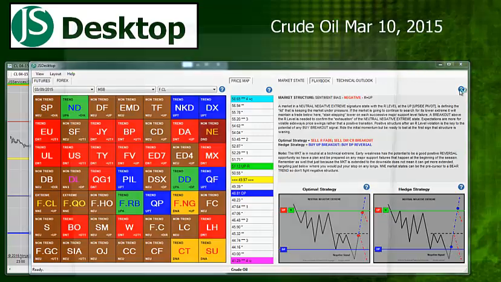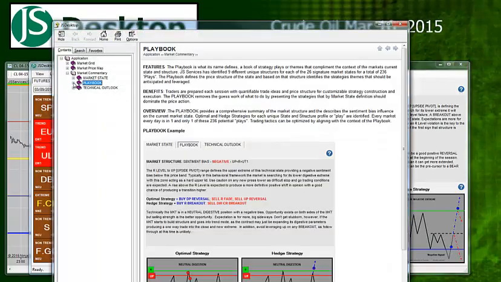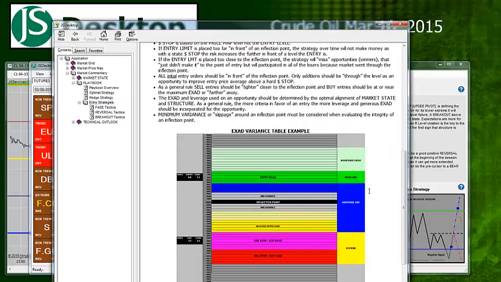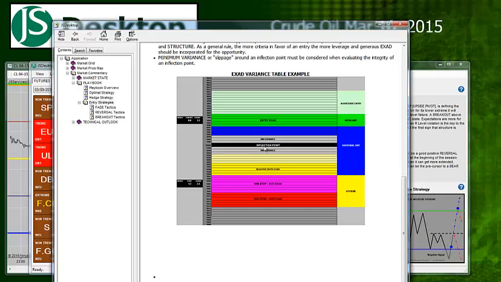Take a look at our tutorials on the playbook, and we look at entry strategies, talking about this entry EXAD, entry exit adjustment differential. If we look at this zone as kind of a heat map around the inflection point, we have a variance and an optimal area to enter in.